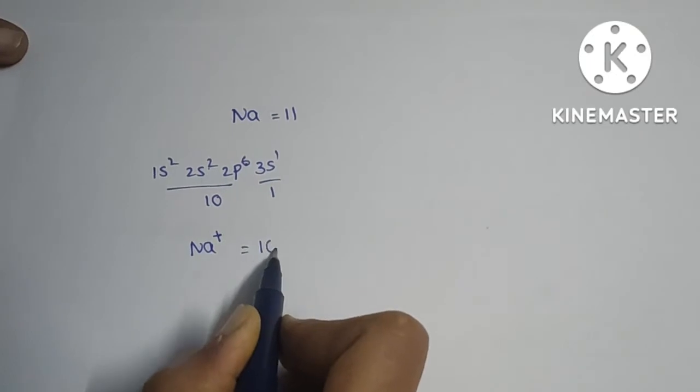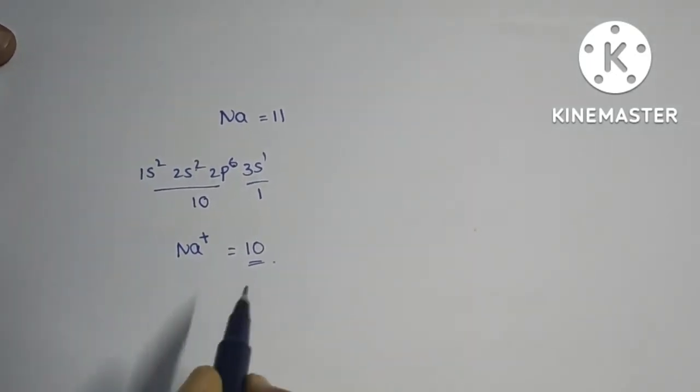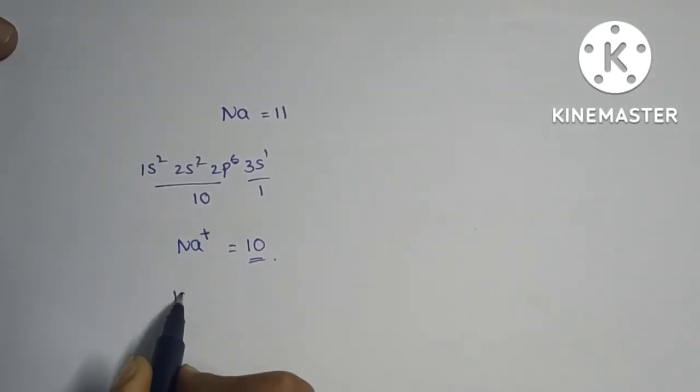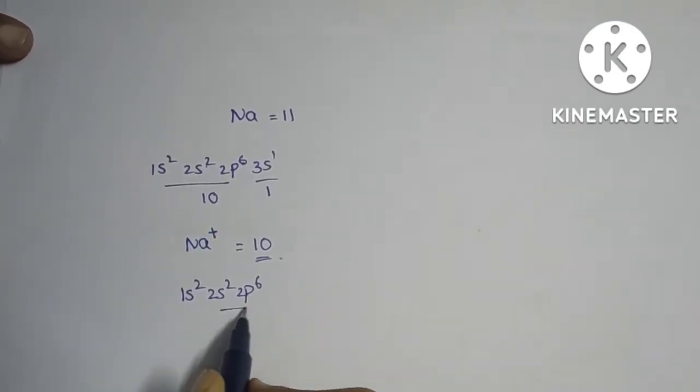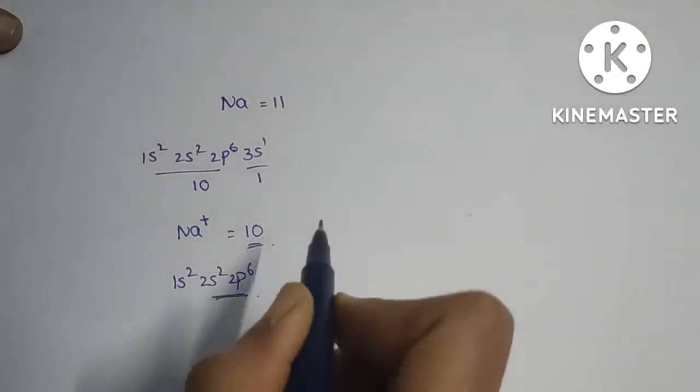So, it has 10 electrons, in the shells 1s2, 2s2, 2p6. In the outermost shell, it can attain 8 electrons.